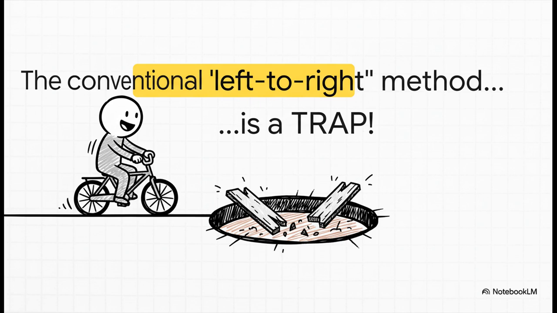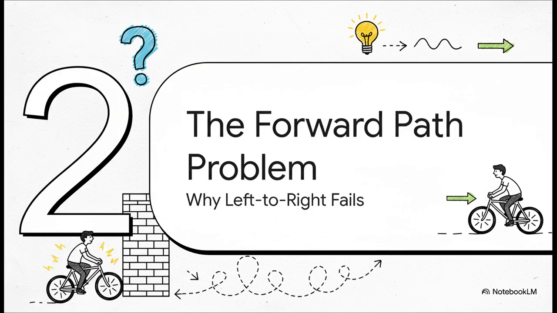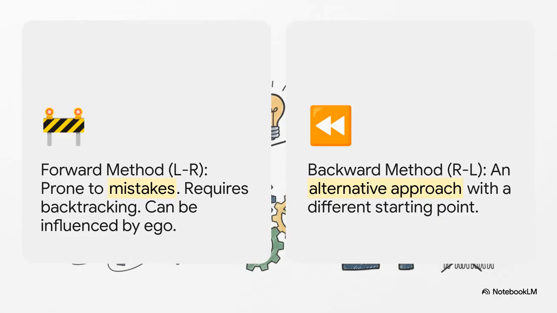But what if that simple, intuitive path is actually a trap? And that's where we get to what the source material calls the forward path problem. The whole argument is that this normal left-to-right way of doing things is actually kind of inefficient, and more importantly, it's super easy to make mistakes, especially if you're just learning. With the conventional method, there are a couple of big problems. First, when you're analyzing from the front, you're way more likely to make mistakes that force you to stop, go back, and fix everything.